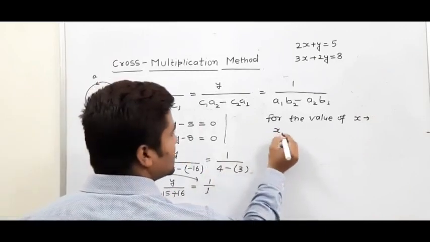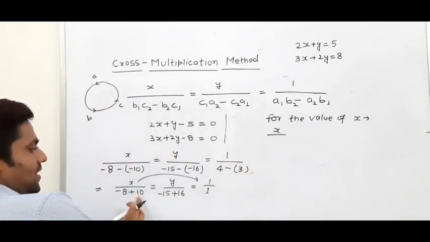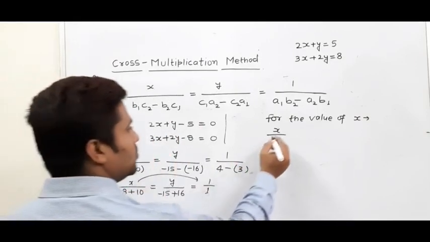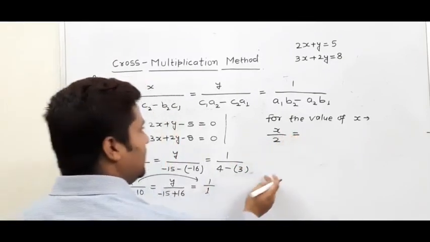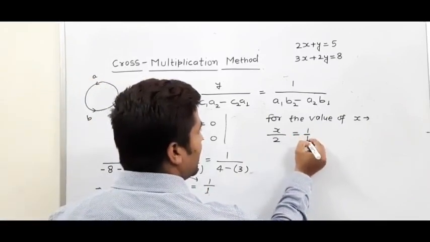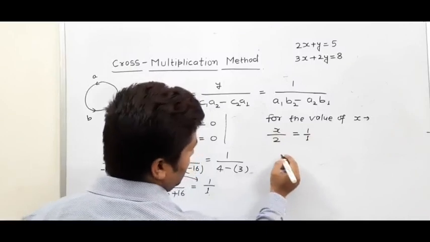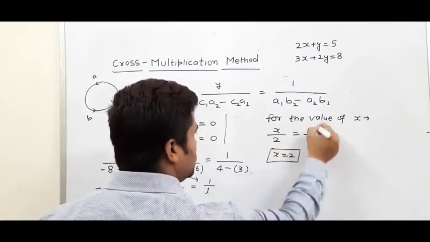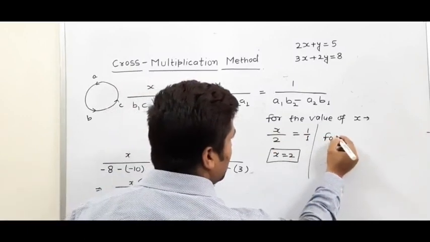So x upon plus 10 and minus 8. This is plus 10 and minus 8 become plus 2, and we will compare with the constant term, that is 1 upon 1. By cross multiplication again we can find out the value of x as 2. So this is the value of x as 2.